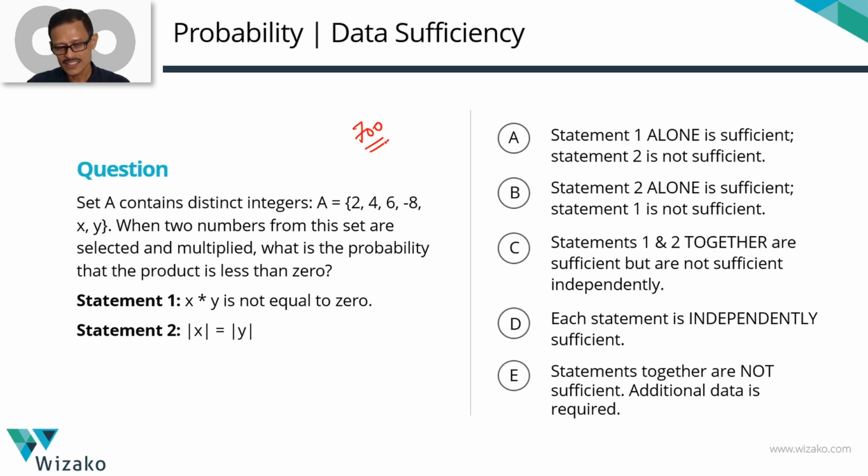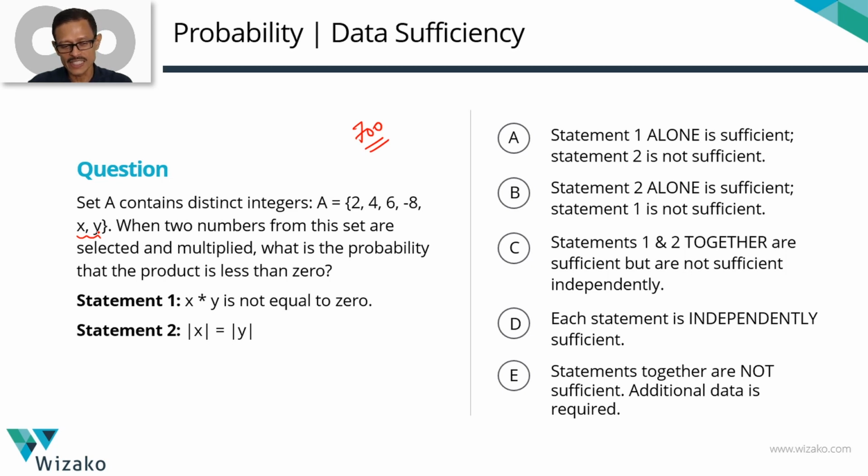Let's get started. Set A contains distinct integers. What does set A right now contain? It contains 2, 4, 6, minus 8, and it's got two other numbers, x and y. If these are distinct integers, both x and y will be integers and x will not be equal to y. That's information we can deduce right now.